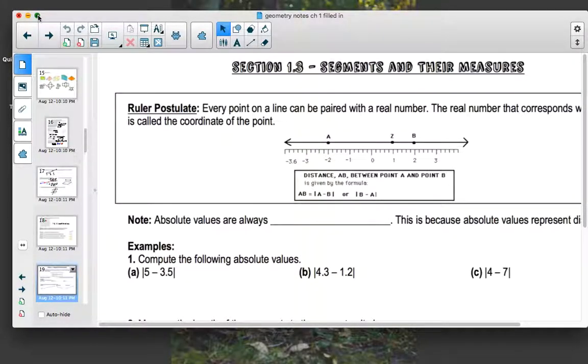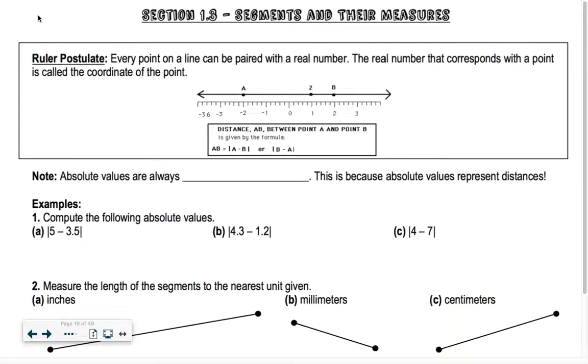This is on segments and their measures. So the ruler postulate, very easy. Guys, you with me? Since every point on a line can be paired with a real number, we could have a number line, and we could have A at -2, Z at 1, B at 2. The distance between Z and B would be 1 unit, right?